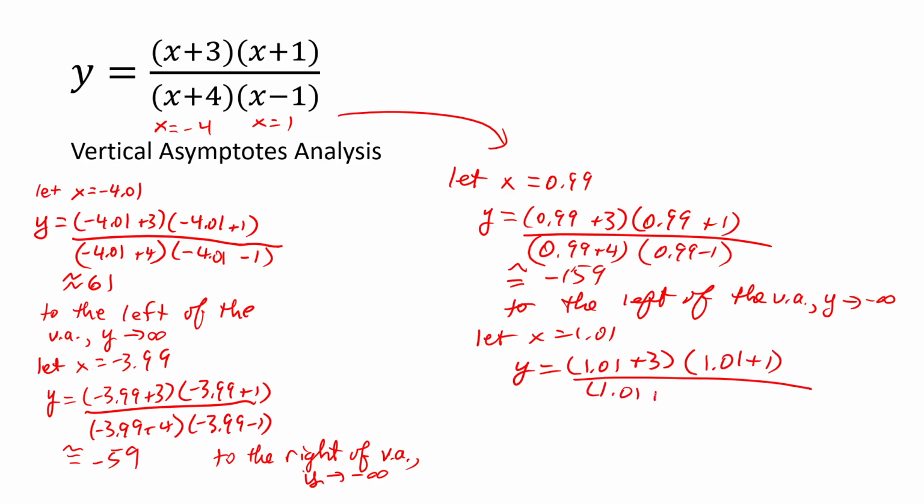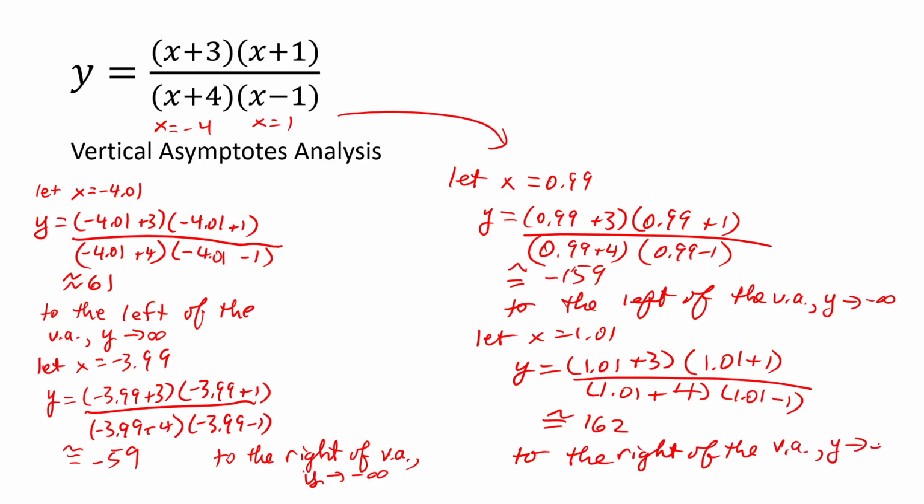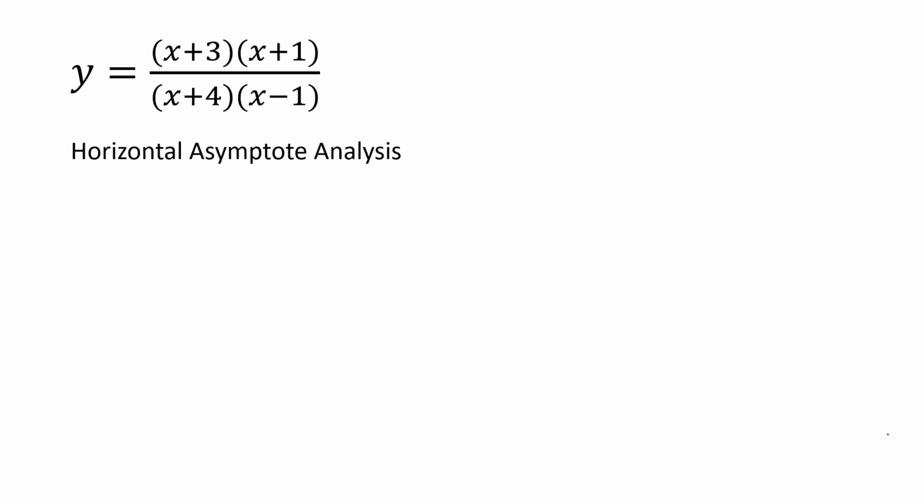And so what that tells us is that to the right of this vertical asymptote, my y value is going to be heading to positive infinity. All of that's pretty useful information. All right. So now let's do a horizontal asymptote analysis.